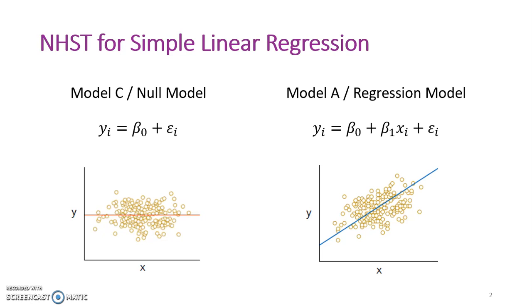Now, if we look at the plot for the regression model, we see that x and y do have some relation, so that as x changes, y also systematically changes. This means that we would have to account for the predictor x in some way if we are modeling y. And so in the regression model, we have this additional parameter that corresponds to the predictor x, and that parameter is beta 1.